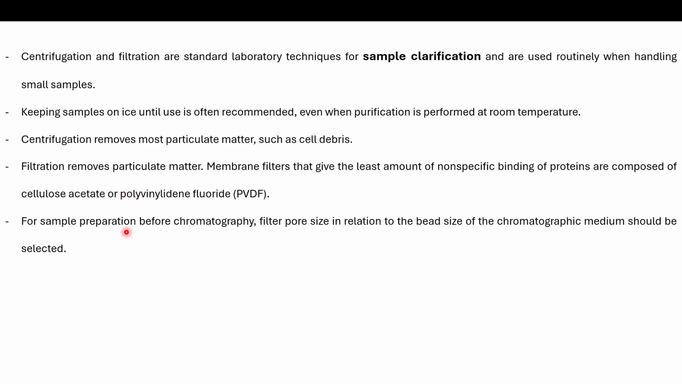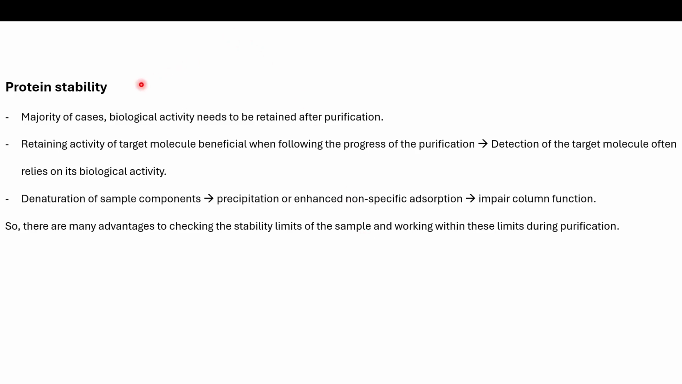Okay. And also before chromatography for sample preparation, the filter pore size in relation to the bead size that are actually used to pack the chromatographic column, to pack the matrix, should be selected. We have to be careful about what type of molecule we want to isolate and purify. Okay. One needs to be careful about the protein stability as well.